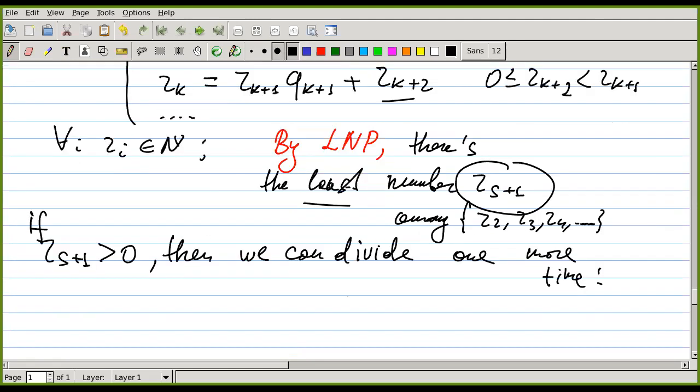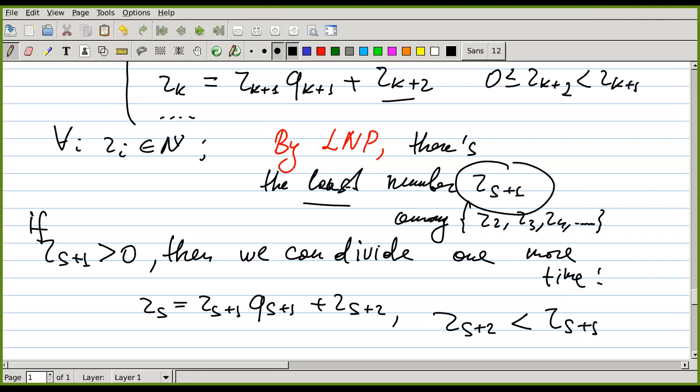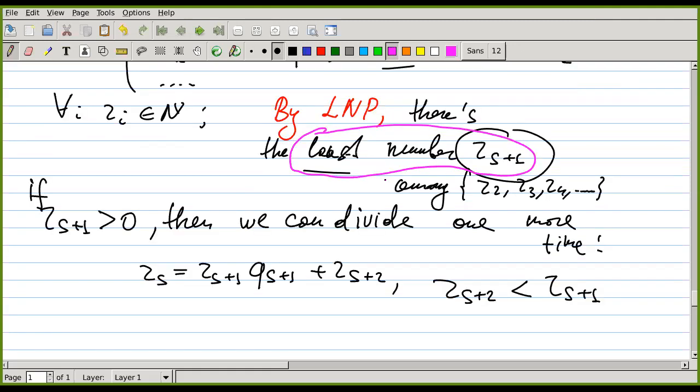So if it is not 0, that means that we can divide rs by r_{s+1}, which will result in r_{s+2}, where r_{s+2} is less than r_{s+1}. But is it possible? By the least number principle, no, of course. r_{s+1} was the least remainder, so we have got a contradiction. Is it clear?